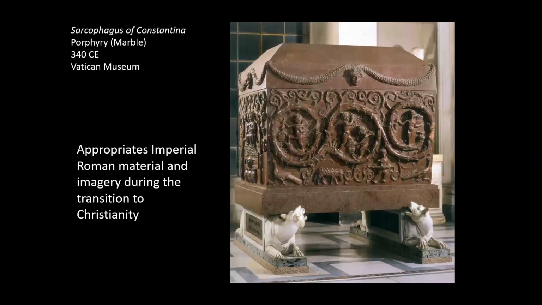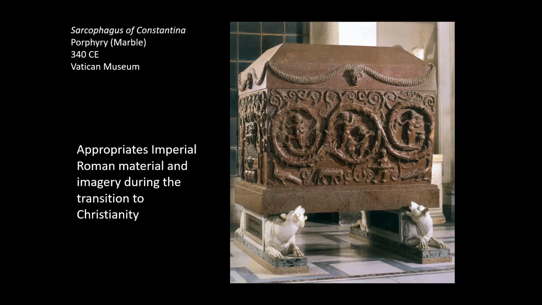Precious materials, spolia, and borrowed glory. This section, I think, is really one of the most interesting in the whole textbook. So we have the sarcophagus of Constantina. A sarcophagus is basically a coffin. And this coffin appropriates imperial Roman material and imagery that was used during a transition in the late Roman Empire from Roman paganism to Christianity.